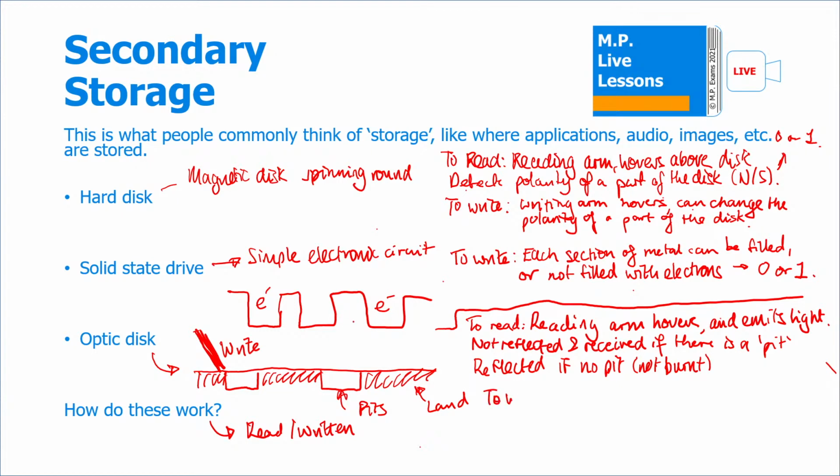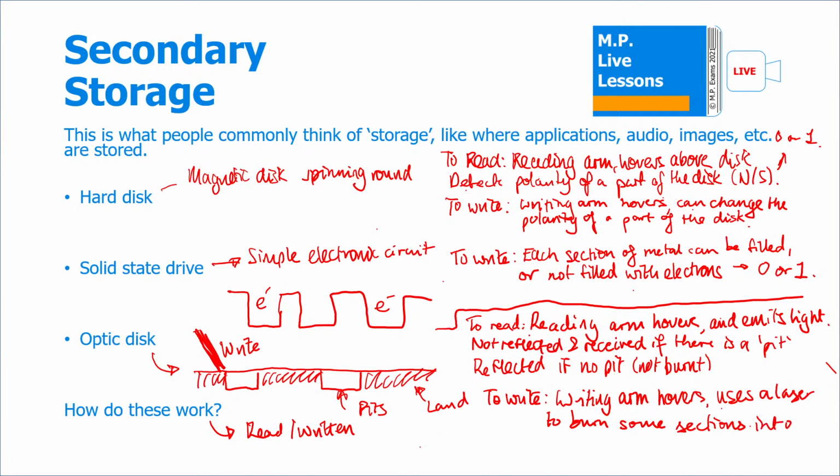Whereas to write, the writing arm also hovers, but then uses a laser to burn some pits into the disc. This can represent 0 or 1.